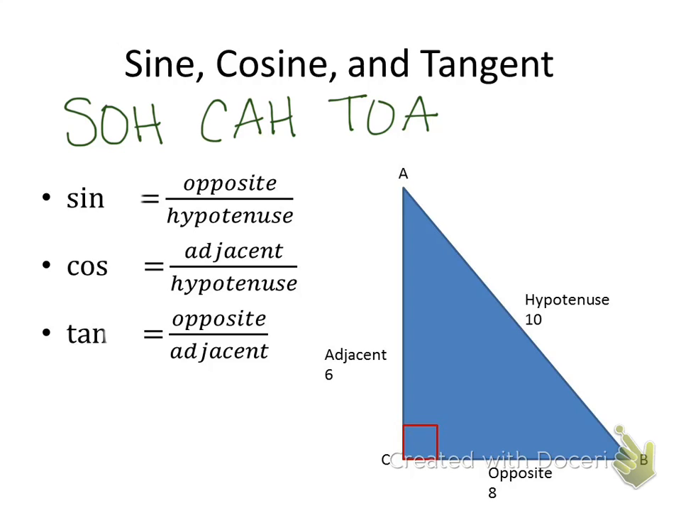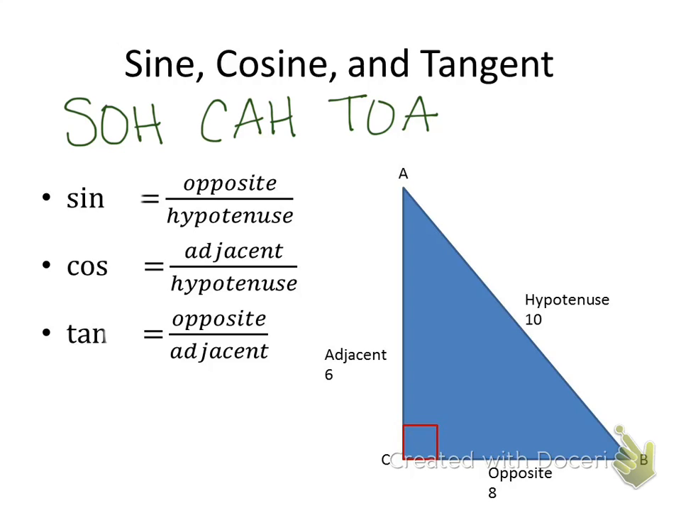If you can see what I've written up here on the board, SOHCAHTOA. It's an easy acronym, or I guess a correct word, to remember what sine, cosine, and tangent are. Sine, opposite over hypotenuse. Cosine, adjacent over hypotenuse. Tangent, opposite over adjacent. So it's just an easy way to help you remember. If you can remember SOHCAHTOA, you can remember exactly what each one is.